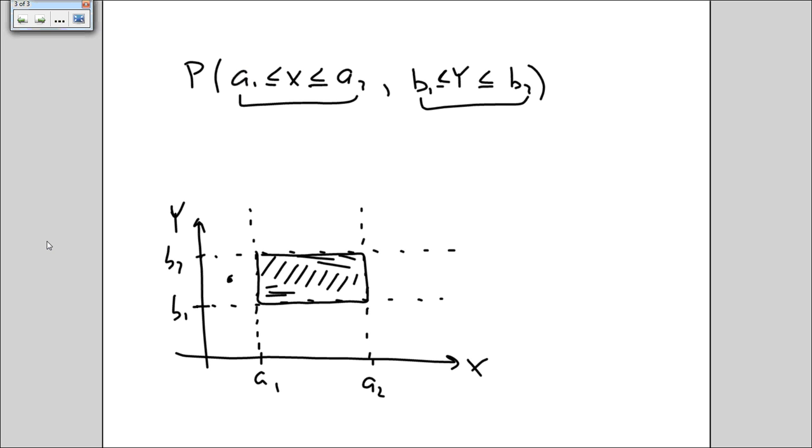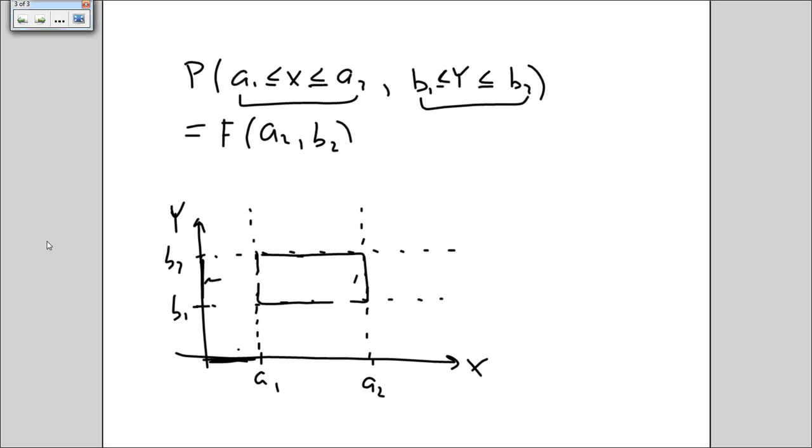This point, it clearly has that Y is between B1 and B2. But the X value is less than A1. It's not between A1 and A2. Okay, let me erase this in the middle. So somehow, we want to just find the area inside there. Probability is area. Okay, so let's just use something that will get at least that area. It might get more, but at least it'll have the area.